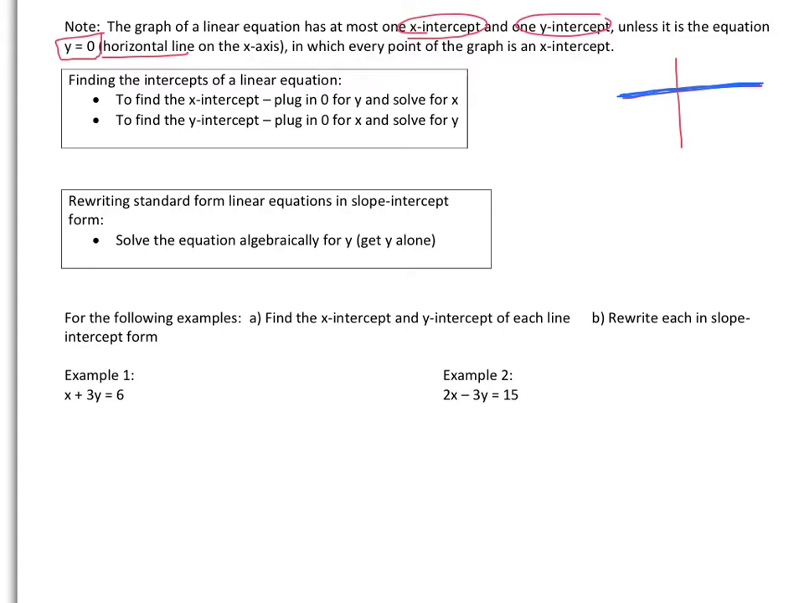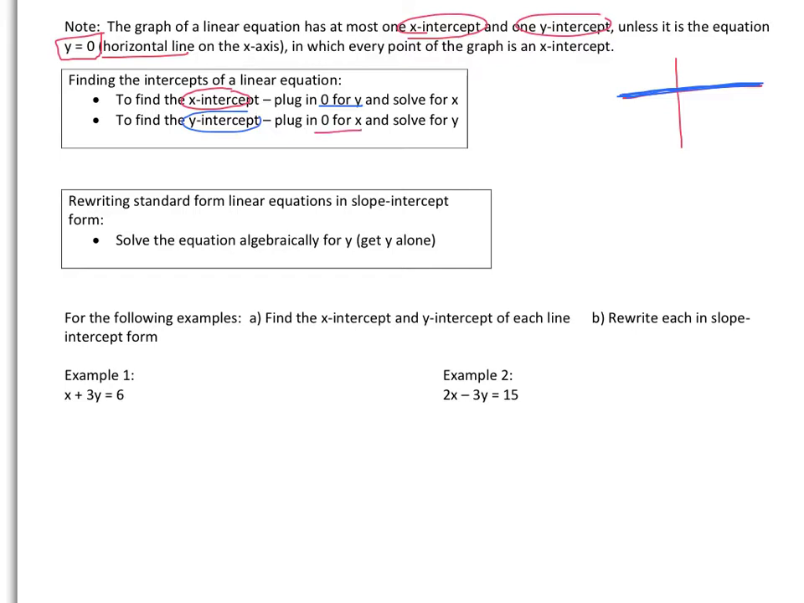The process is quite simple. You have to make sure you understand algebra, of course, and how to solve for variables, but it's quite nice and neat. To find the x-intercept, again x-intercept, you plug a 0 in for y and solve for x. To find the y-intercept, you plug a 0 in for x and solve for y.